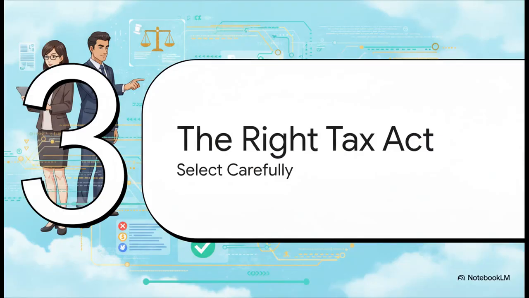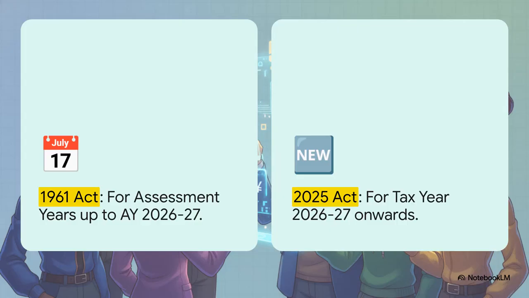Section 3, the right tax act. Now, this part is absolutely crucial. When you're filling out your details, you have to select the legally correct tax act. If you are paying for assessment years up to 2026-27 or any earlier years, you must select the Income Tax Act 1961. But, and here's the big shift, for the tax year 2026-27 onwards, depending on the specific provisions that apply to you, your payment might actually fall under the Income Tax Act 2025. This is a major regulatory change. It's critical that you carefully review your specific tax year and choose the right act before you finalize anything.